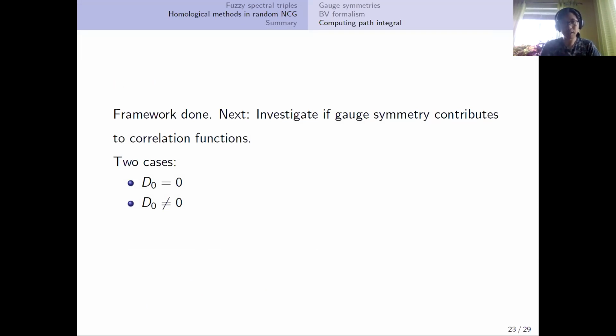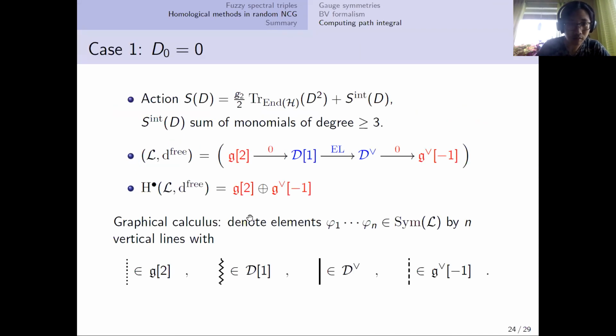Right, so now we have the framework. One of our goals was to see if these gauge symmetries actually contribute to these correlation functions in this world of random non-commutative geometry. We are investigating two cases. One where the solution we perturb around, D0, is zero, and then a case where it's non-zero, a non-trivial vacuum. We start with the case where D0 is zero. In this case, we consider actions that are the trace of the Dirac operator squared plus some interacting part, which is a sum of monomials of degree greater than or equal to 3.